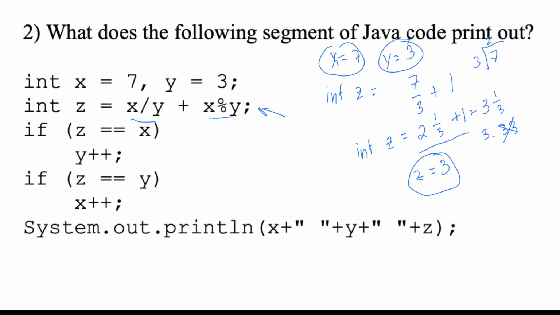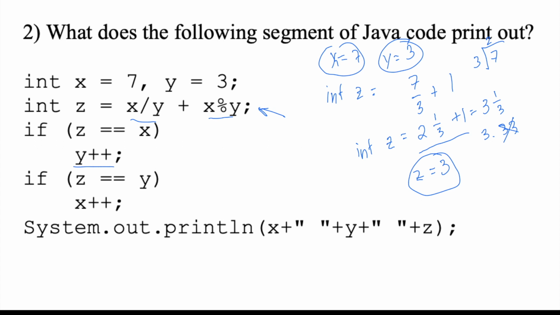Now in our next block of code right here, we have if statements. And if statements allow us to make decisions in our program. So if z is equal to x, we're going to add 1 to y. Remember, using our compound operators. So we know z equals 3, we know x equals 7, and they are definitely not equal to each other. So we're not going to do anything right here. It's only if z, which is 3, was equal to x, which is 7, that we would do this action.